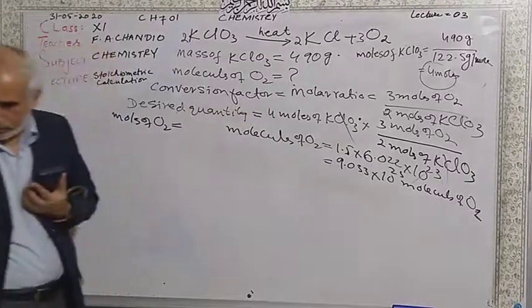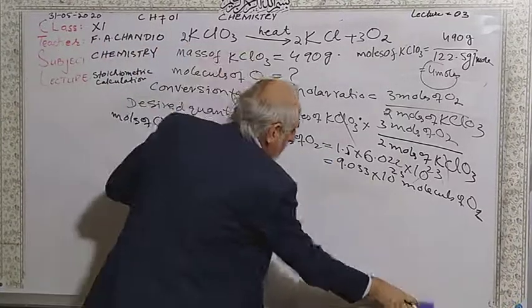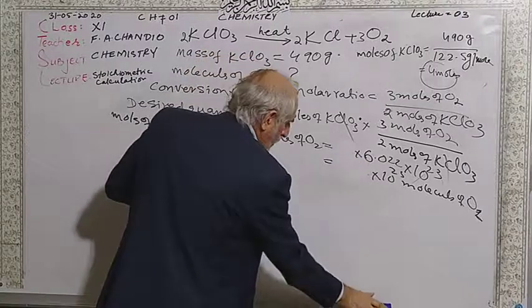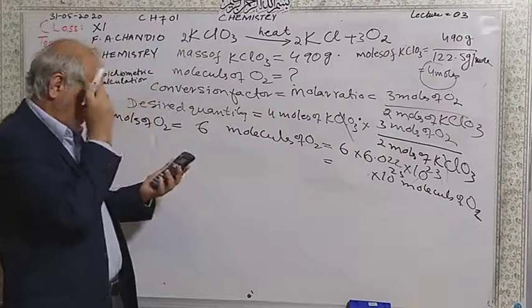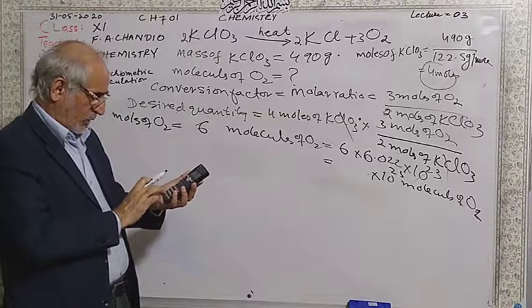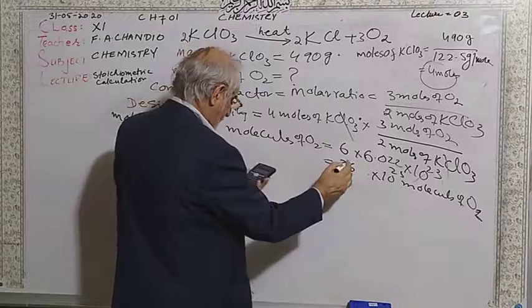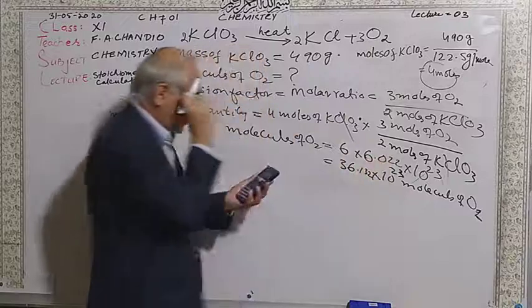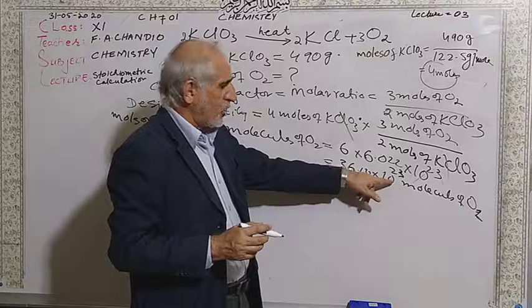These are 6 moles. 6 moles is here. So now multiply 6 by 6.022, and this will be 36.132. Yes. 36.132 times 10 raised to power 23.